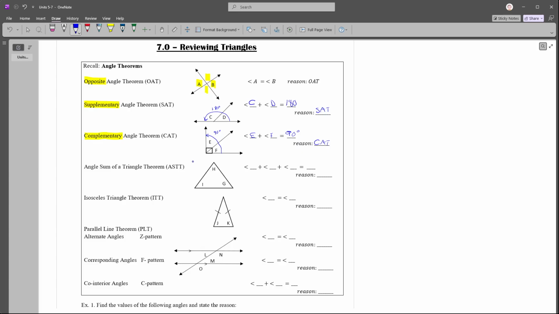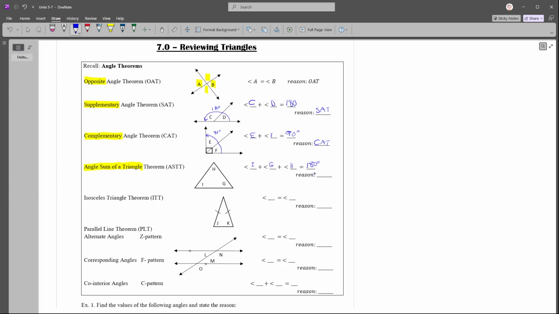Now, another one that you learned ages ago is that all the angles in a triangle add up to be 180 degrees. This has a special name, the angle sum of a triangle theorem. Oh my goodness, that is quite the word. Angle sum of a triangle theorem. Shortened down, ASTT, angle sum triangle theorem. That means all three angles add up to be exactly 180 degrees. So in this case, angle I plus angle G plus angle H are going to be 180 degrees.